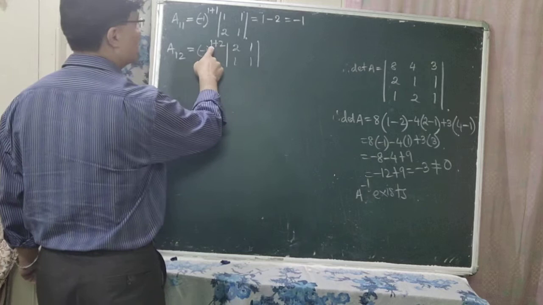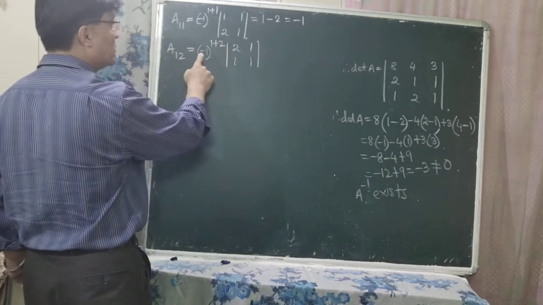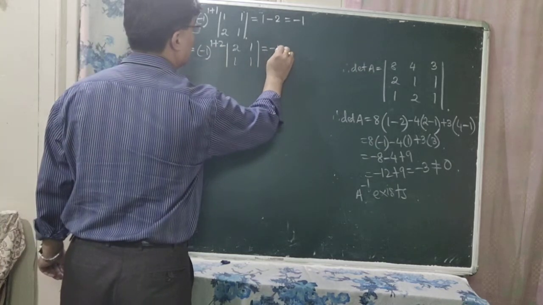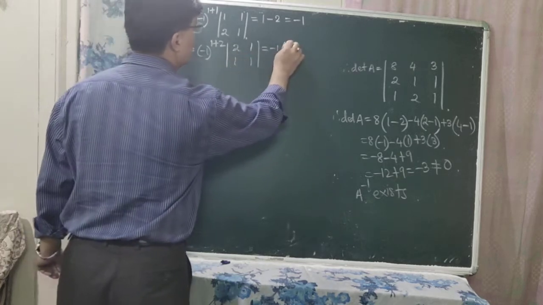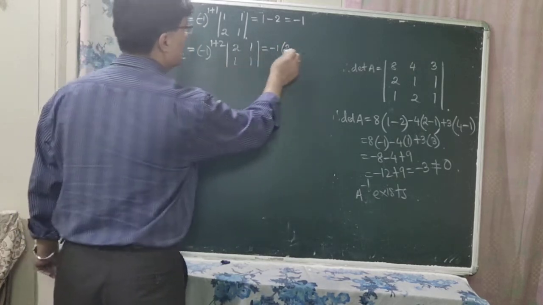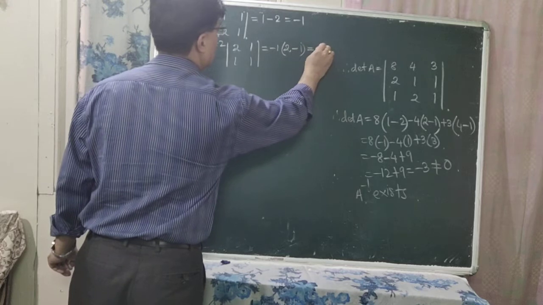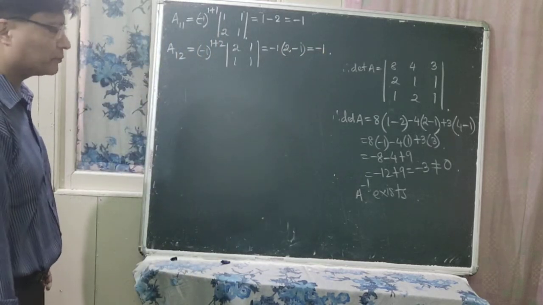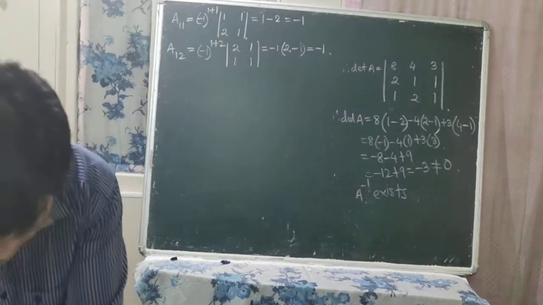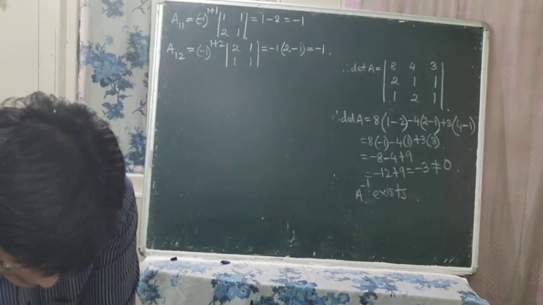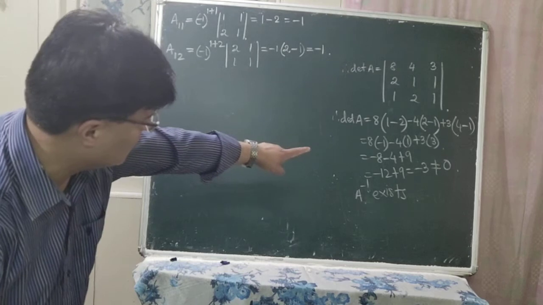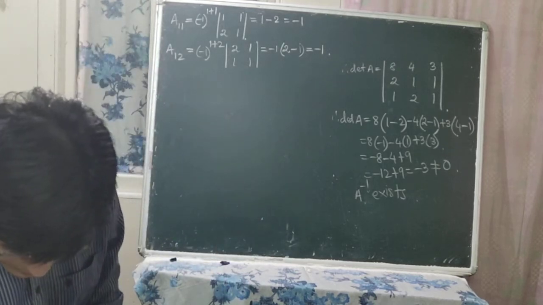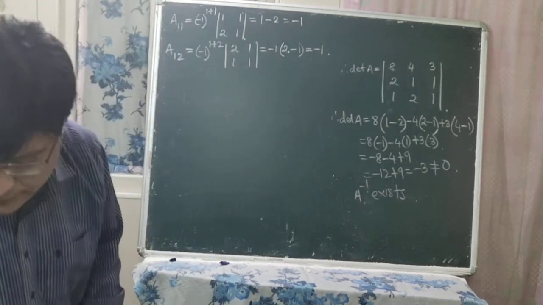So what is minus 1 whole to the power 3? It is minus 1 within bracket, 2 ones are 2, then minus 1, which is equal to minus 1. This is your A12. Right? So we have got here det A is equal to what? Let us write it. Det A is equal to minus 3.